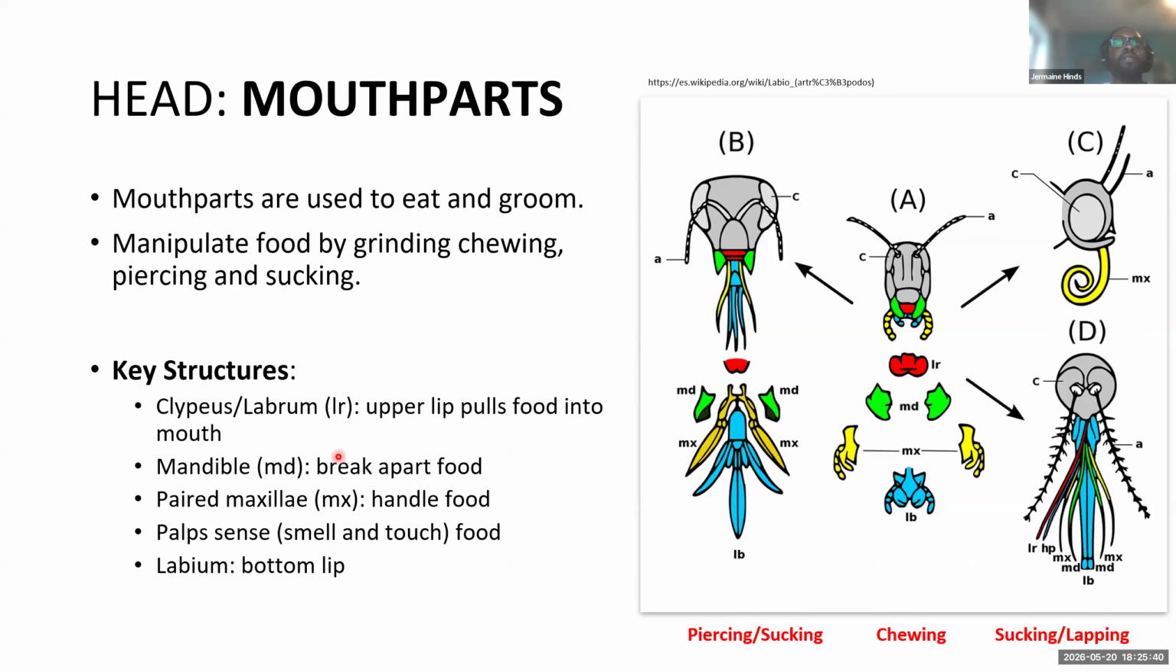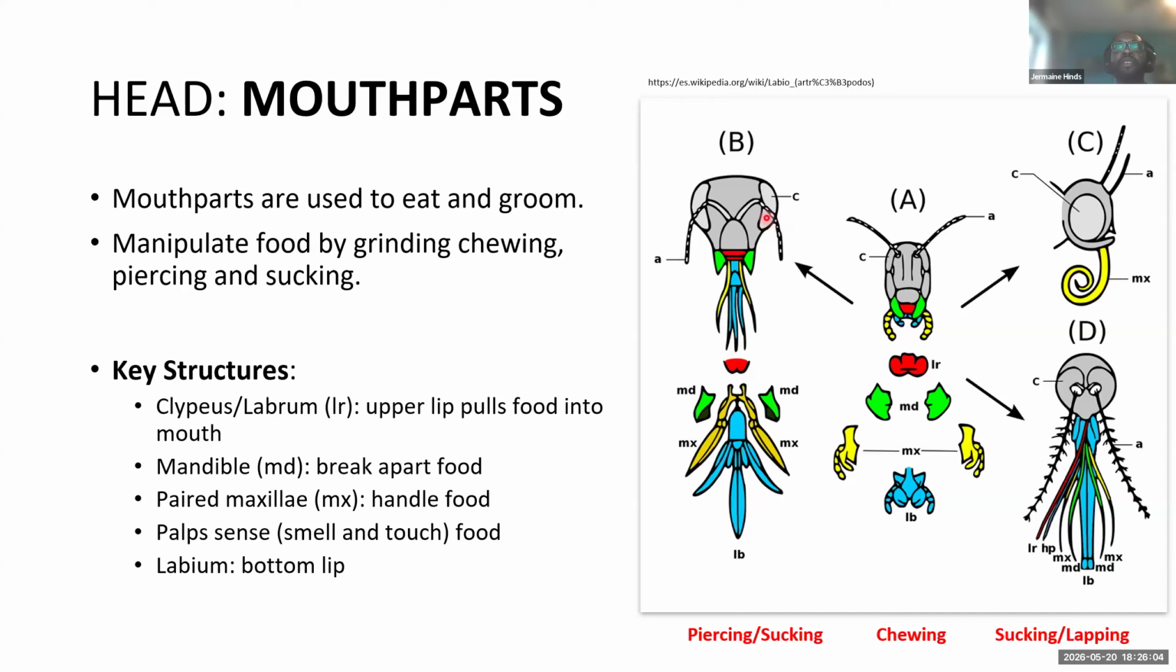So your mouth parts are used to eat and groom. They manipulate food by grinding, chewing, piercing, and sucking. And so there's a lot of diversity in mouth parts in insects too. So in the case of a grasshopper or cricket, they have sort of chewing mouth parts where they can use their different parts to manipulate food, chew food, rip food apart.